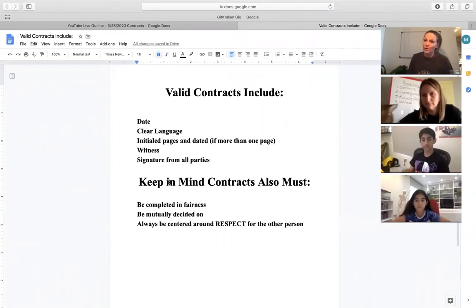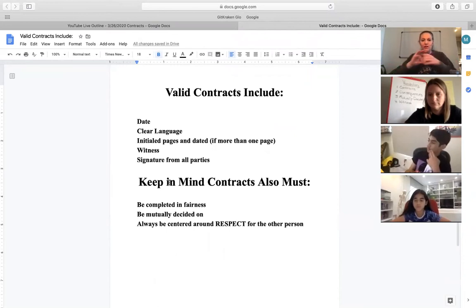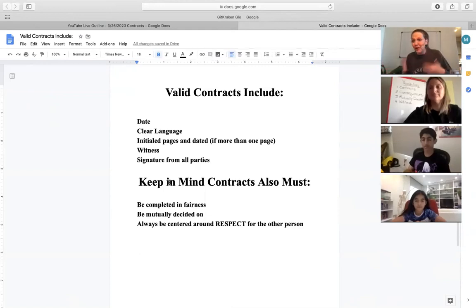That is very important because you might be able to say, oh, well, that's not valid anymore because it's no longer within the date that I wrote it, or it's expired, right? So the date is very important. It's also really important to use clear language, because if you're writing something and the rule is completely unclear or you don't know how to follow it, then that doesn't really make your contract very valid, right? Next thing is to initial your pages and date the pages if you have more than one page. Luckily, most of our contracts won't be more than one page, but that is the legal way to do it, right? And then also to have a witness.